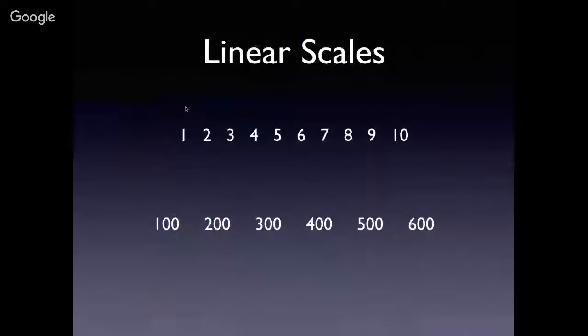And don't need to worry about that. This is a linear scale. What we just looked at is a linear scale. 1, 2, 3, 4, 5, 6, 7, 8, 9, 10, and all the way up is a linear scale. It doesn't have to be single digits. It can be 100, 200, 300, 400. It's also a linear scale.